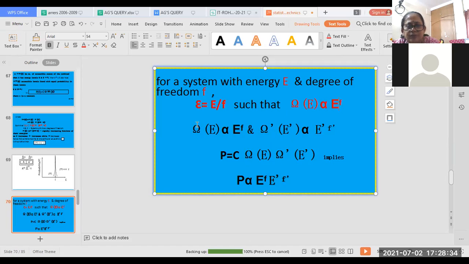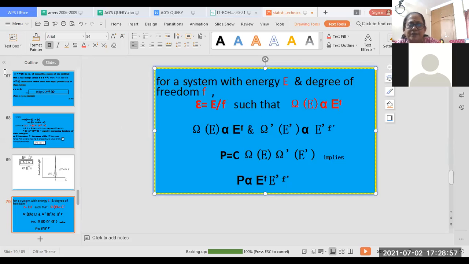In terms of energy also you can write it. Omega is proportional to E to the power F, so P is proportional to E to the power F, into E dash to the power F dash. In that way also you can write. If you have any doubts on this one, you can ask me.